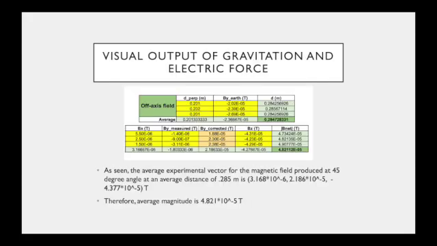As can be seen, the average experimental vector for the magnetic field produced at a 45-degree angle at an average distance of 0.285 meters is 3.167 times 10 to the -6, 2.186 times 10 to the -5th, and -4.277 times 10 to the -5th teslas. The average magnitude thus is 4.821 times 10 to the -5th teslas.